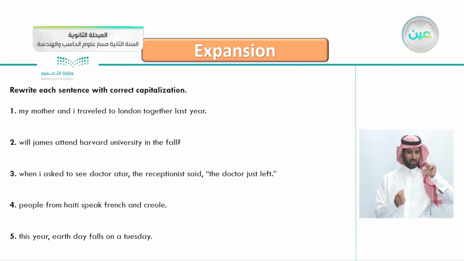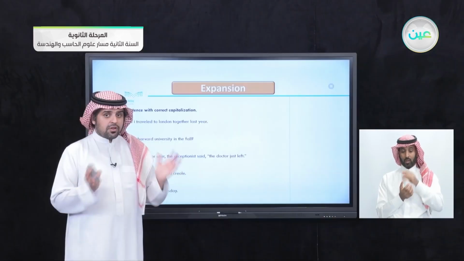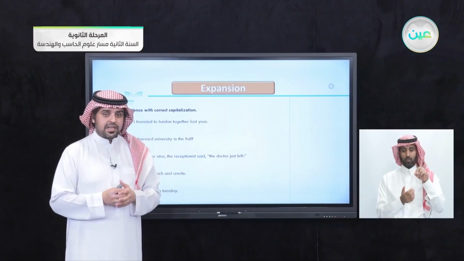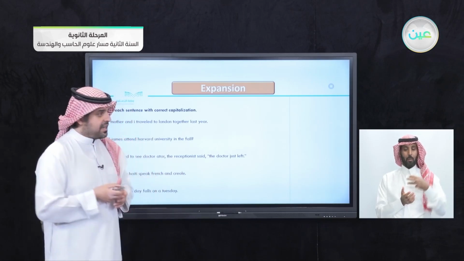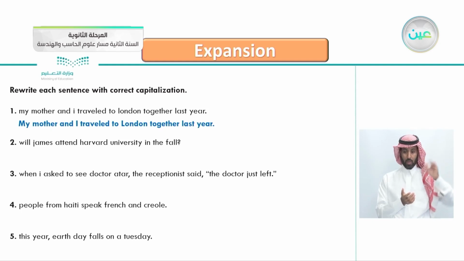Each sentence here is full of mistakes regarding the capitalization of the letters, so you have to correct them. The first one: my mother and I traveled to London together last year. How do you correct it? Okay, let's see the correct answer together. My mother, capital M, because it's the beginning of the sentence, and I, the pronoun I, traveled to London with a capital L together last year.